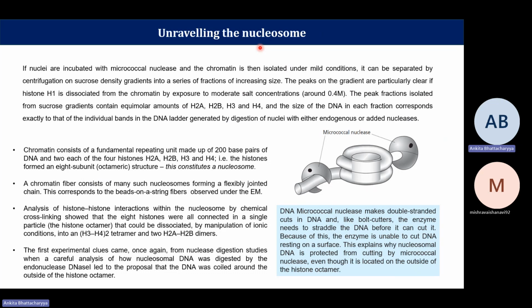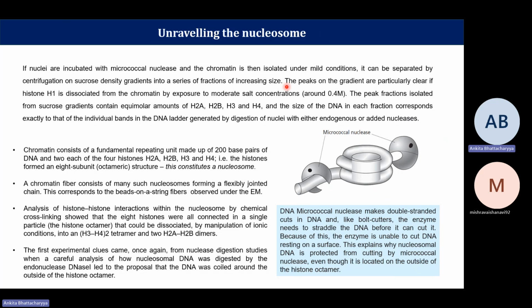So how do we understand it experimentally? In continuation with the experiment from the previous slide, if nuclei are incubated with micrococcal nuclease or any such nuclease enzyme, and then the chromatin is isolated under mild conditions, it can be separated by centrifugation on sucrose density gradients into a series of fractions of increasing size. The peaks on the gradient are particularly clear if histone H1 is dissociated from the chromatin by exposure to moderate salt concentrations. Why do you want to do that?